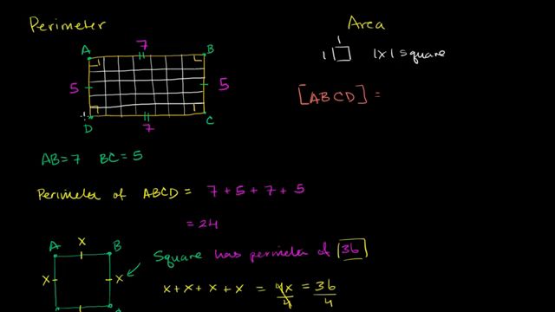And that makes sense because this is 1, 1, 1, 1, 1, which should add up to 5. These are 1, 1, 1, 1, 1, 1, 1, which should add up to 7. Yep, there's 7. So this is 5 by 7.